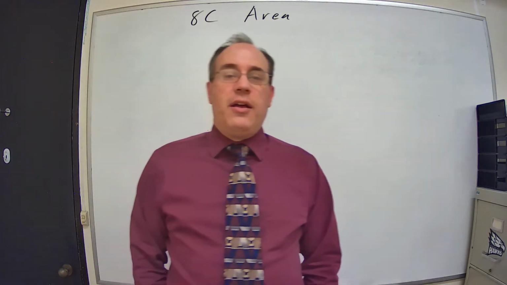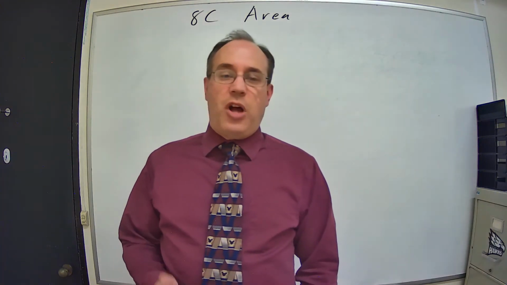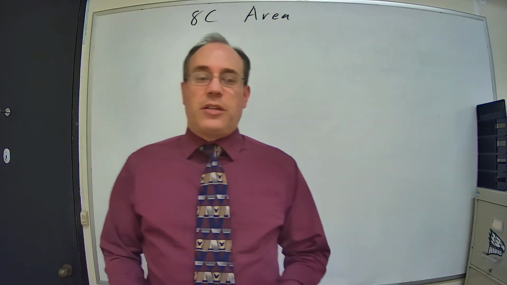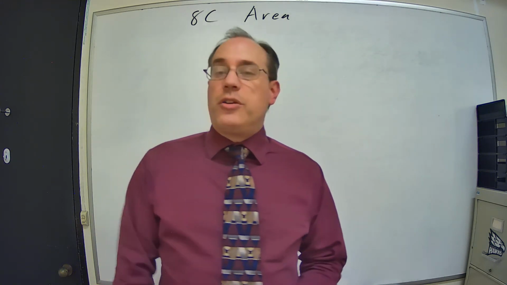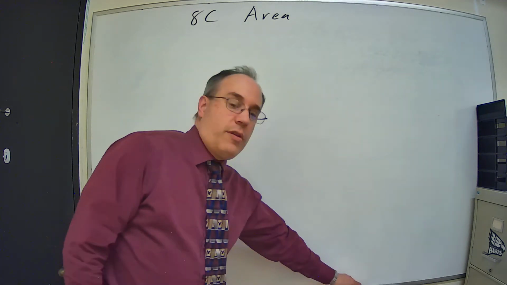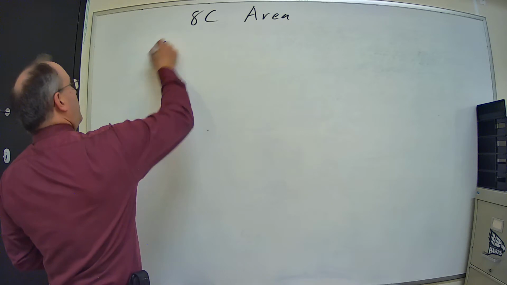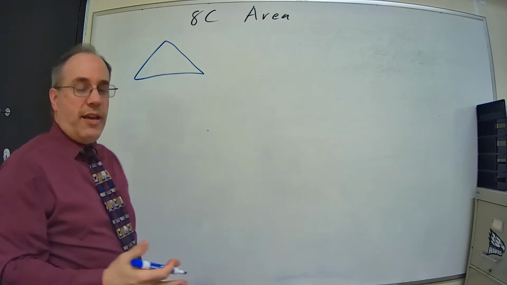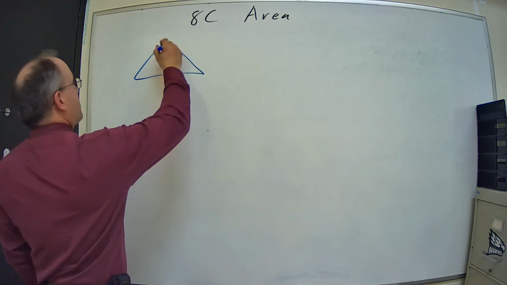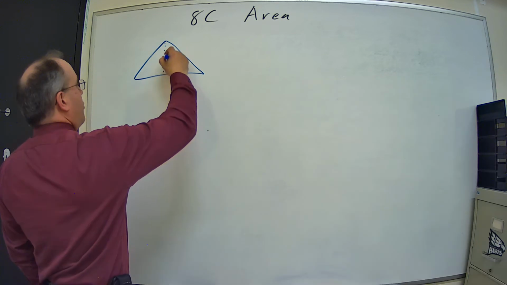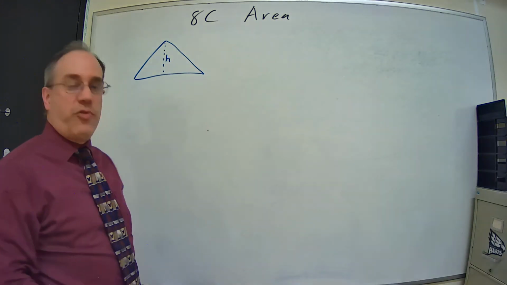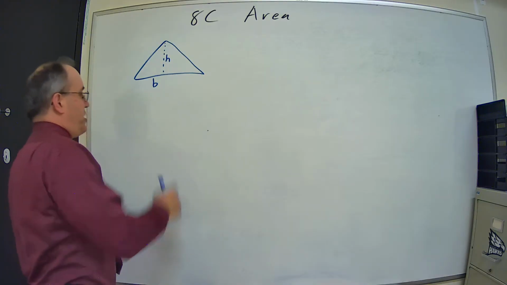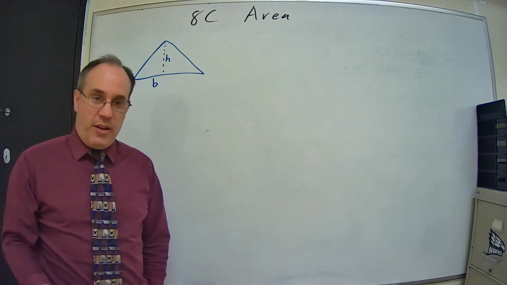8C, area. The area is the space occupied by a two-dimensional figure or object. When we talked about perimeter, we talked about triangles, rectangles, and squares, and we're going to do the same thing here. So we have a triangle. We're going to define the area based on two dimensions. We have lowercase h, which stands for the height, and lowercase b, which stands for the length of the base of the triangle.